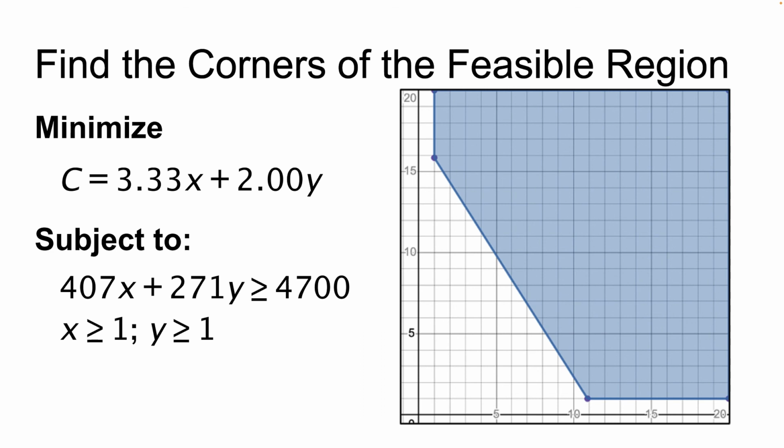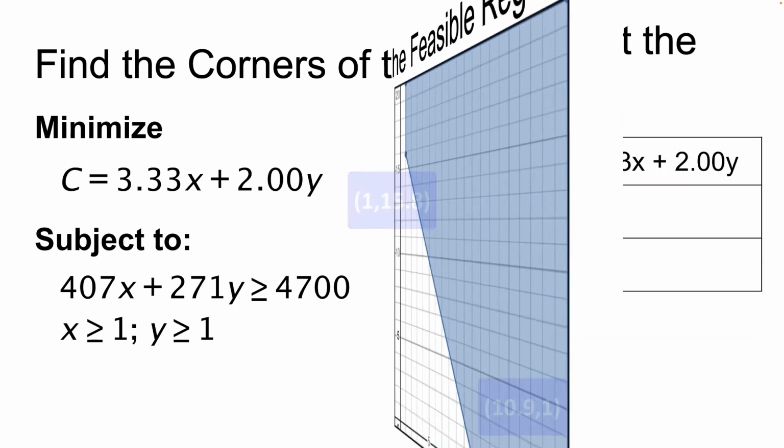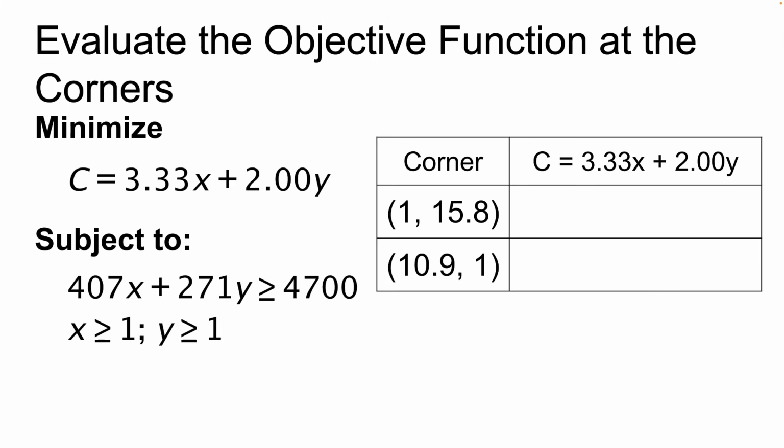In one of the videos linked in the description below, I show you how to identify the corners of this feasible region. But I'll just tell you here. The corners are 1, 15.8, and 10.91. Now that you know the value of the 2 corners, evaluate the objective function at those 2 corners. Then compare their function values to determine which one is the smallest. That's your minimum value. I'll let you take a look at that for right now.